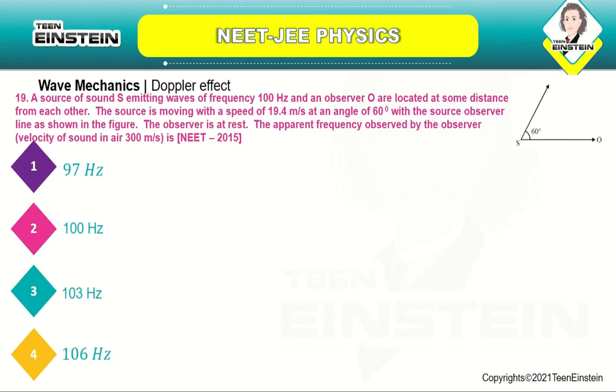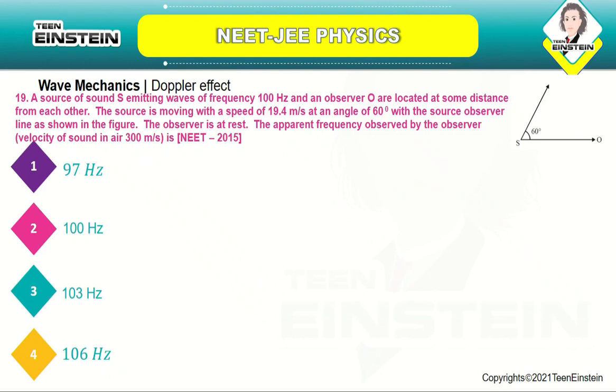A source of sound S emitting waves of frequency 100 Hz and an observer O are located at the same distance from each other. The source is moving with the speed of 19.4 meter per second at an angle of 60 degrees with the source-observer line as shown in the figure. The observer is at rest. The apparent frequency observed by the observer is? The velocity of sound in air they have given as 330 meter per second.